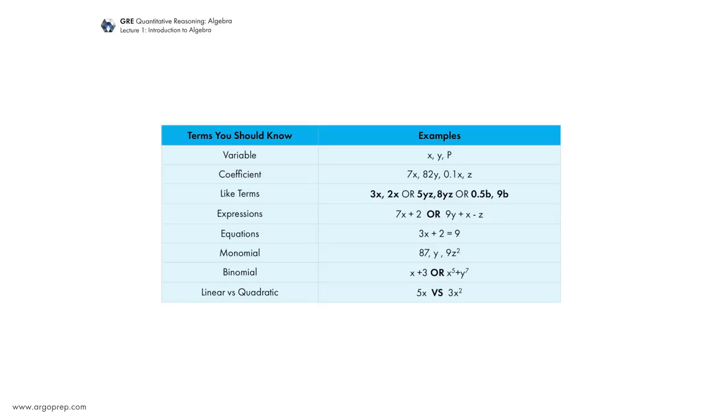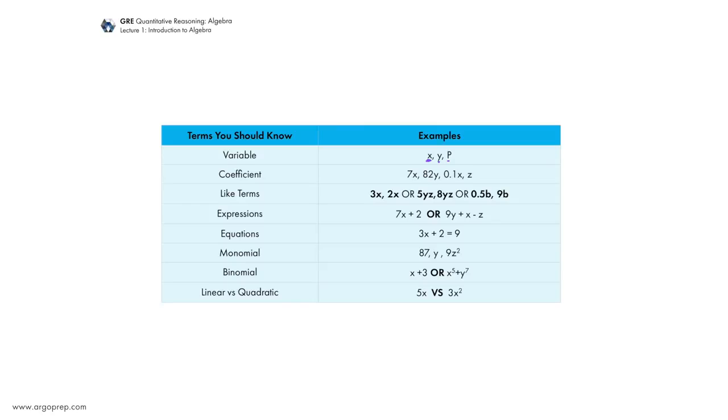So the first one is variables. What is a variable? A variable is any letter that represents a number. Now, we don't know what this variable represents, but if we are given an equation, we can solve for that variable. For example, I have here x or y or even capital P. These all can represent a variable.